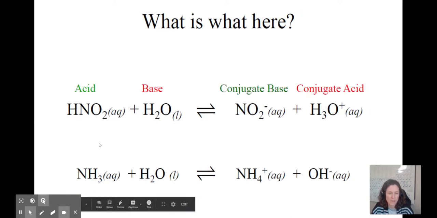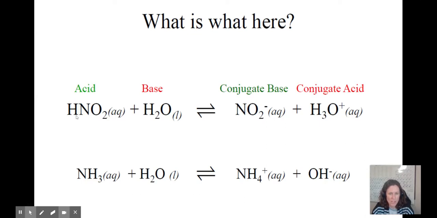Okay, so if we look at this first one, your acid has the H. Now this one also has an H, right? But I'm going from HNO2 to NO2-. It lost an H. So that must mean this is the acid, and this is its conjugate base. Water, if I look on the left and compare it to the right, it gained an H+. That's the definition of your base. So that's why this is the base, and this is its conjugate acid.